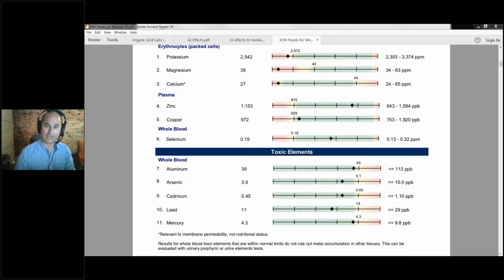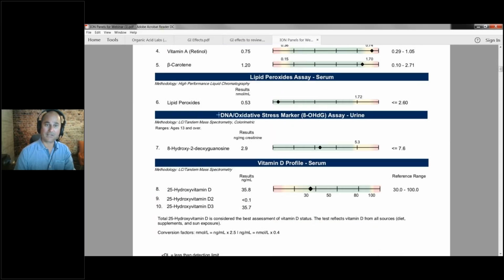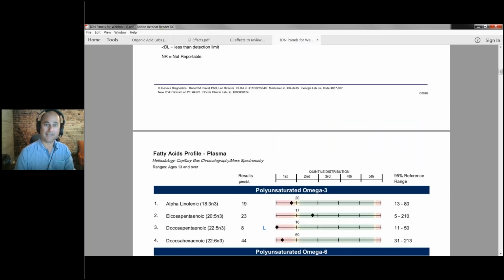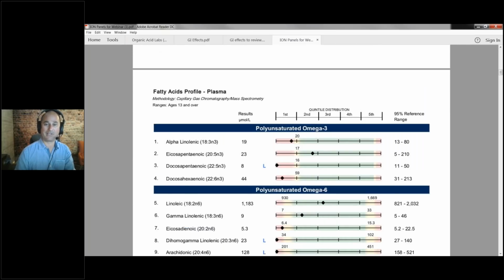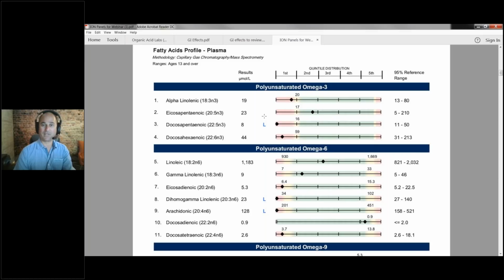You get all the fatty acids on these, all the fat-soluble antioxidants. Here's all the fatty acids, the omega-3s, the omega-6s. This is like the mother of all tests. This is my favorite patient of all time. She's low in omega-3 and omega-6. Favorite patient of all time.